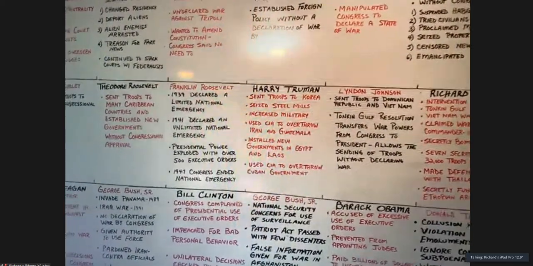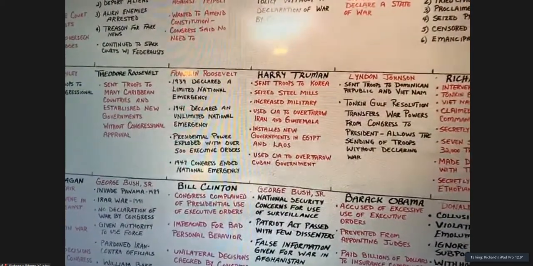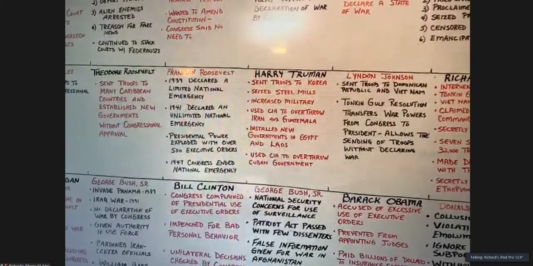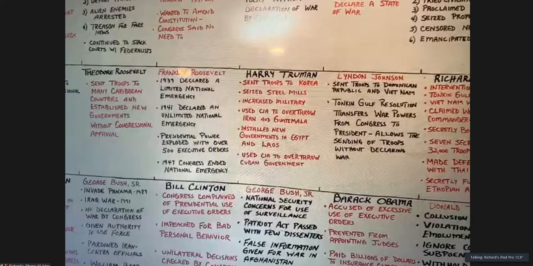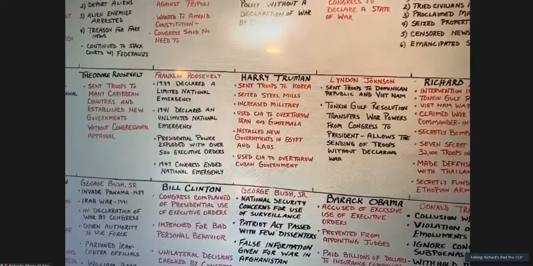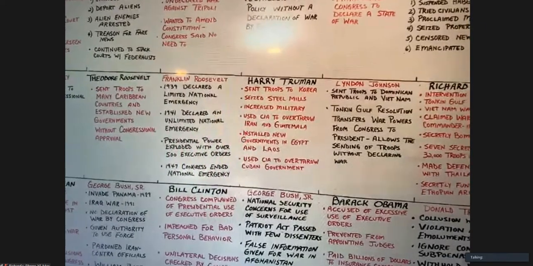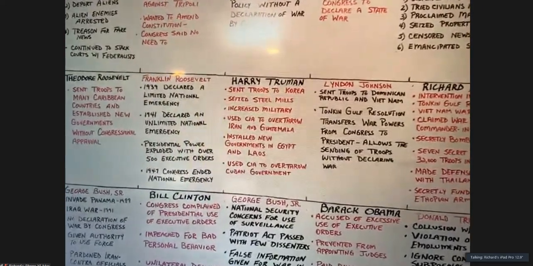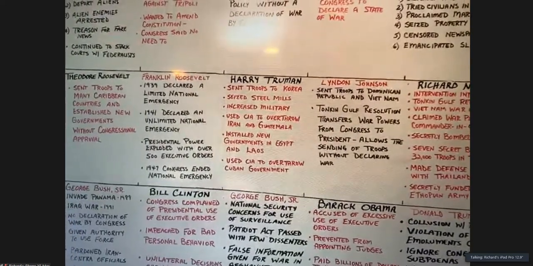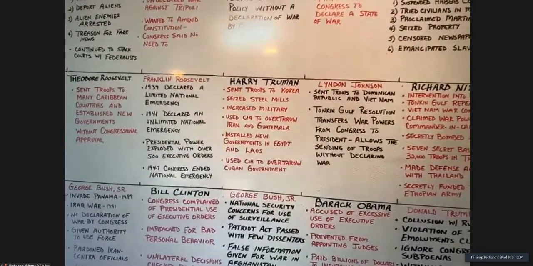In 1950, Truman had sent troops to the Korean War without congressional approval. In 1952, Truman feared a national strike by the steel industry would impair the military's ability to fight the Korean War. So he ordered his Secretary of Commerce to seize and operate the steel mills without congressional approval.